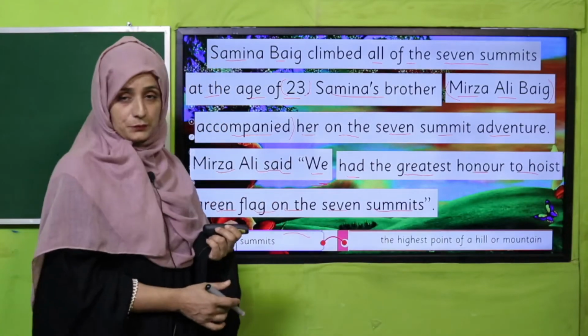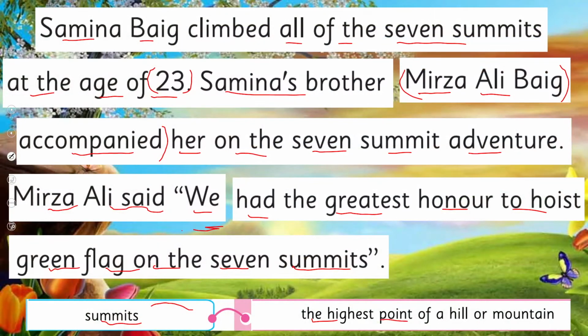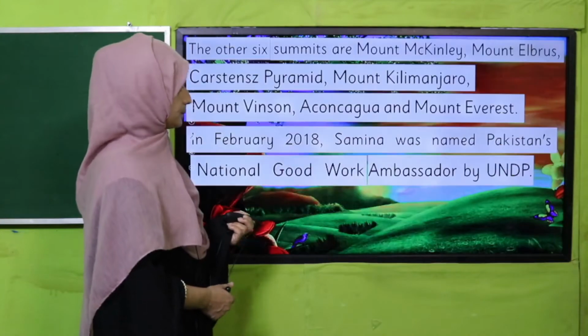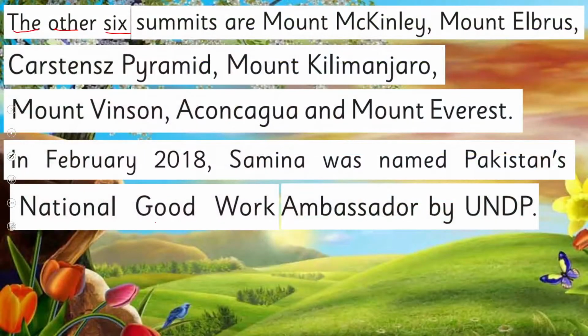There is a word for you. Summit means the highest point of a hill or a mountain. Summit means the highest peak of any hill or mountain. The next paragraph: the other 6 summits are Mount McKinley, Mount Elbrus, Carstensz Pyramid, Mount Kilimanjaro, Mount Vinson, Aconcagua and Mount Everest. These are the names of peaks, my dear students. They are the other 6 peaks, because we have already learned that they climbed 7 summits, and these are the names of the other 6 summits.